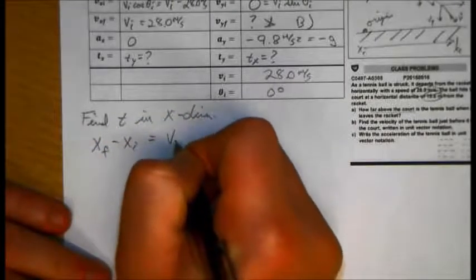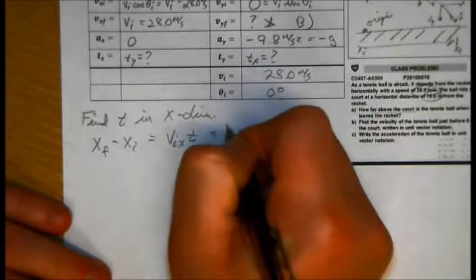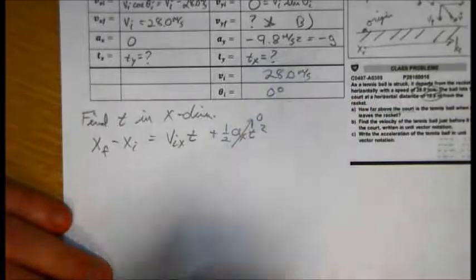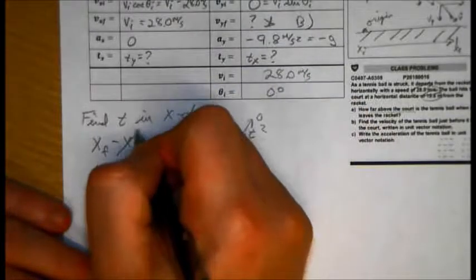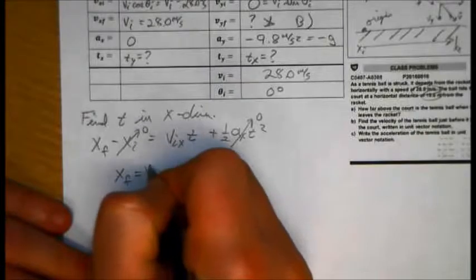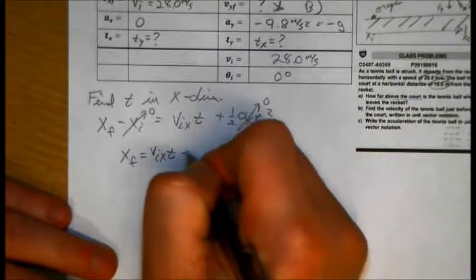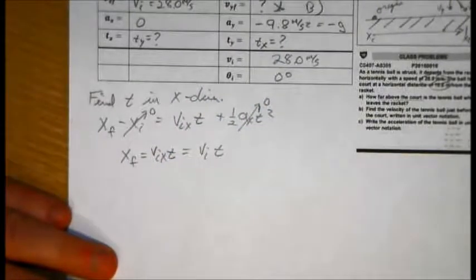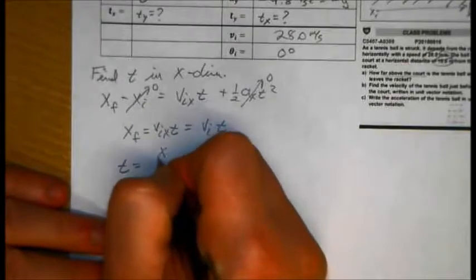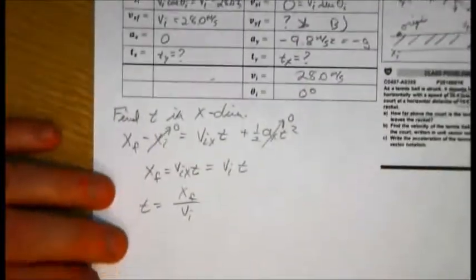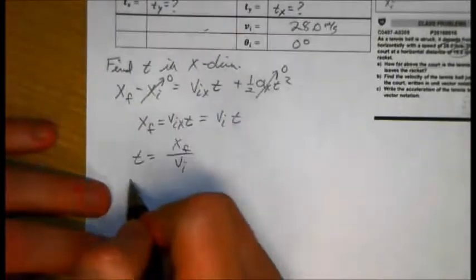So x final minus x initial equals v_ix t plus 1/2 a_x t squared. Well, thankfully for us, the acceleration is 0, so this term goes away. We start at the origin, so this goes away. So x final equals v_ix t. We also know that the initial velocity in the x direction is just the initial velocity. So time then is equal to x final over v initial. x final is 19.6, v initial is 28. You can throw the numbers in. I don't want to deal with the calculator, so I'm just going to leave it there.